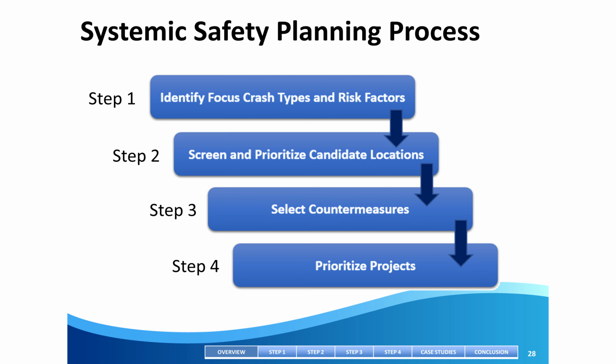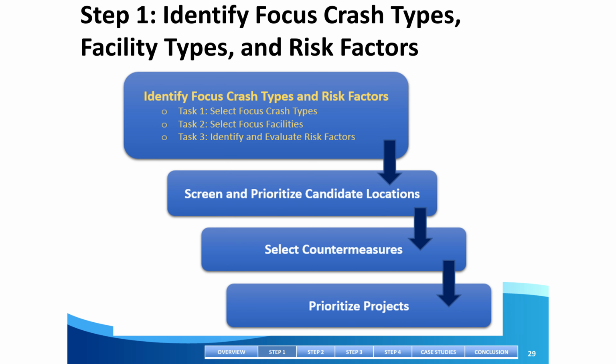We're going to establish our focus. So this is very similar to the hotspot approach. What portion of our network do we want to focus on? What crash types do we want to screen for? Eventually, in step 2, we're actually conducting the network screening, identifying locations that we'd like to focus on. The remainder of the steps are very similar to the hotspot approach, where we select countermeasures, we prioritize those projects, and eventually we implement them.